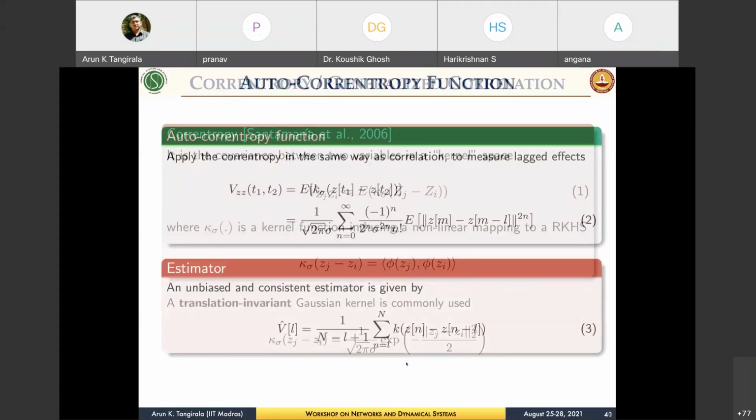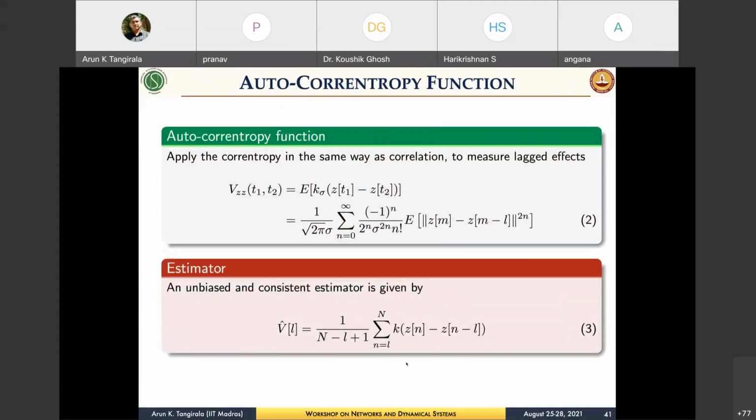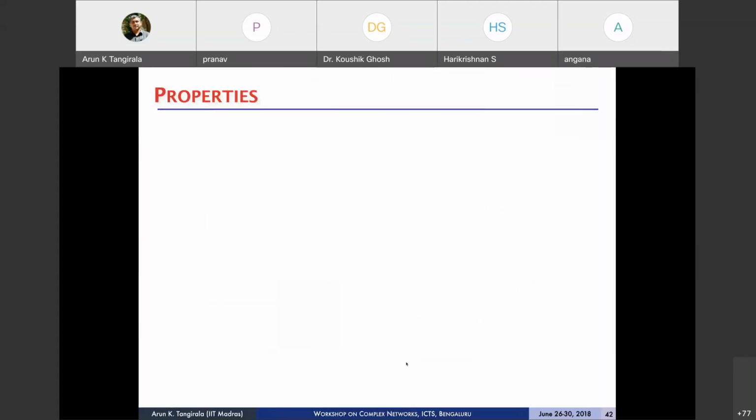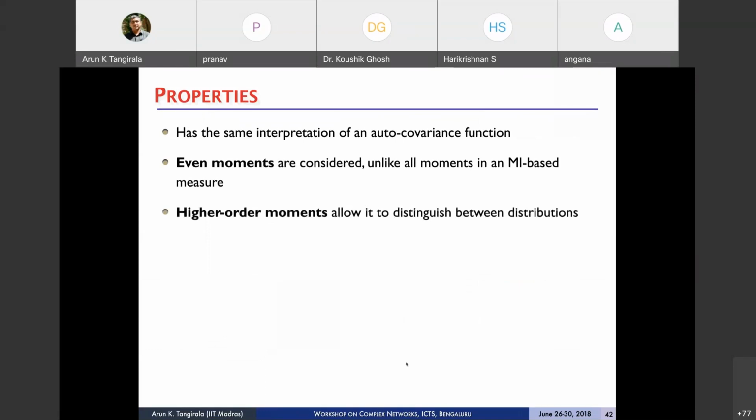RKHS stands for reproducing kernel Hilbert space. So I'm going to skip the math. You got the idea. What we do is we work in a feature space, and the rest of the story is the same. We build VAR models in the feature space, and the VAR models can be estimated using only covariances, and the covariances between features can be calculated by working in the original data space. So the autocorrentropy that I just introduced has the same interpretation as an autocovariance function, and the only thing is it considers only even moments.